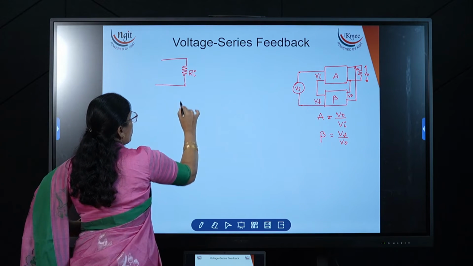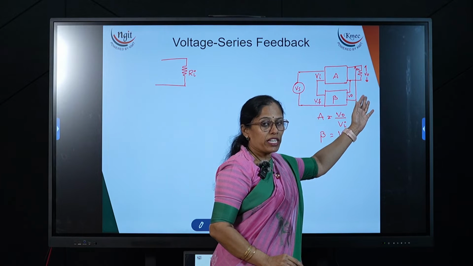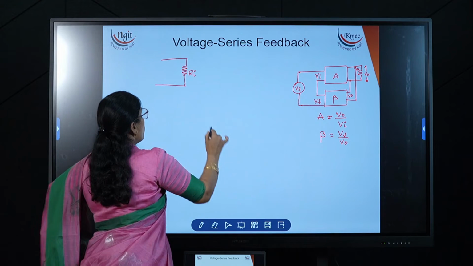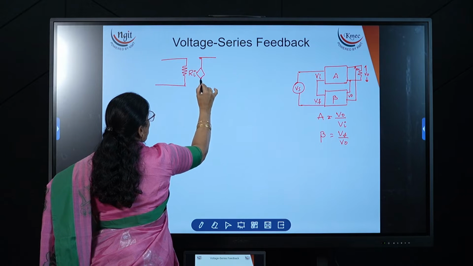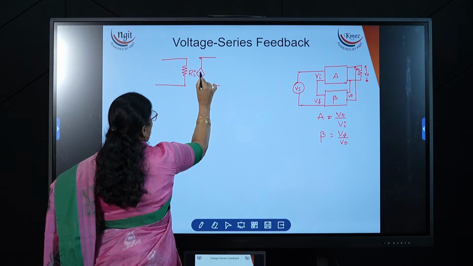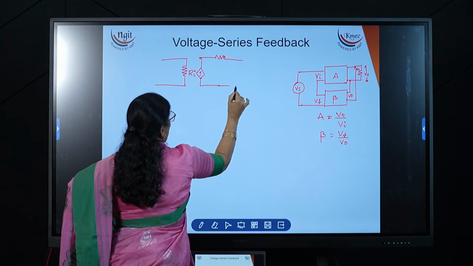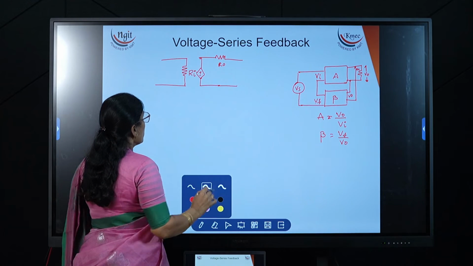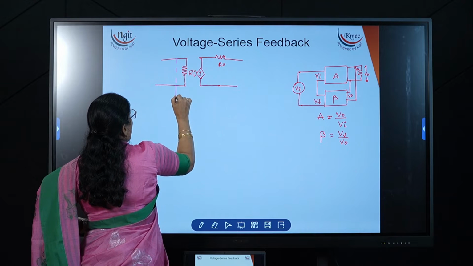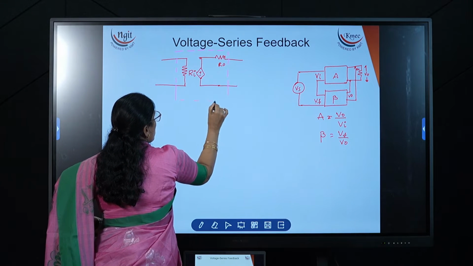Coming to the output side, here we are taking the voltage as the sample. So on the output side you have to take a dependent voltage source in series with a resistor. This resistor is nothing but R0. This complete circuit is the amplifier, so this is the equivalent diagram for the amplifier.